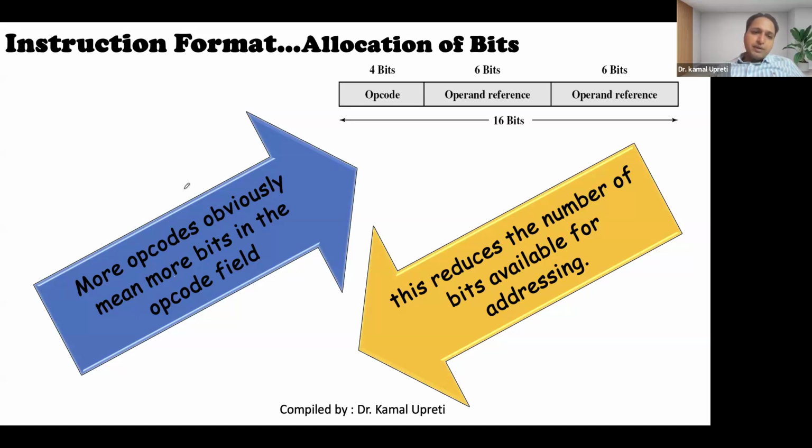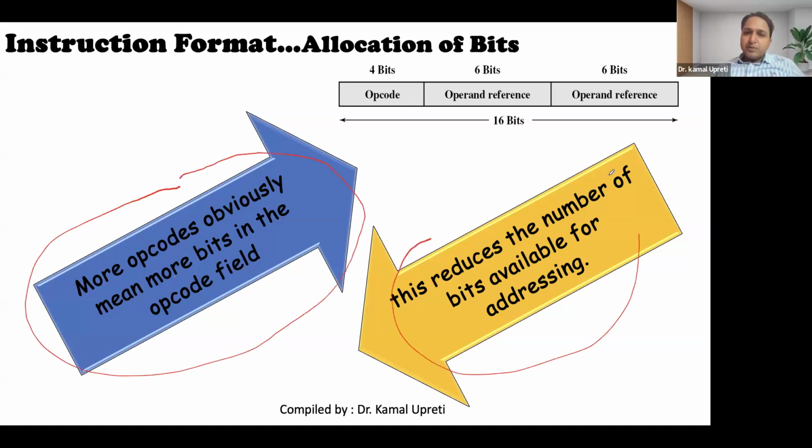More opcodes, obviously, mean more opcodes are used in the operand field. This will reduce the number of bits available for the address. Yes, we have multiple numbers of bits existing and we are able to process them. But the question is, we need to check whether we are getting results prominently or not. What is the effective outcome? What will be the outcome that we need to process, which is very important.